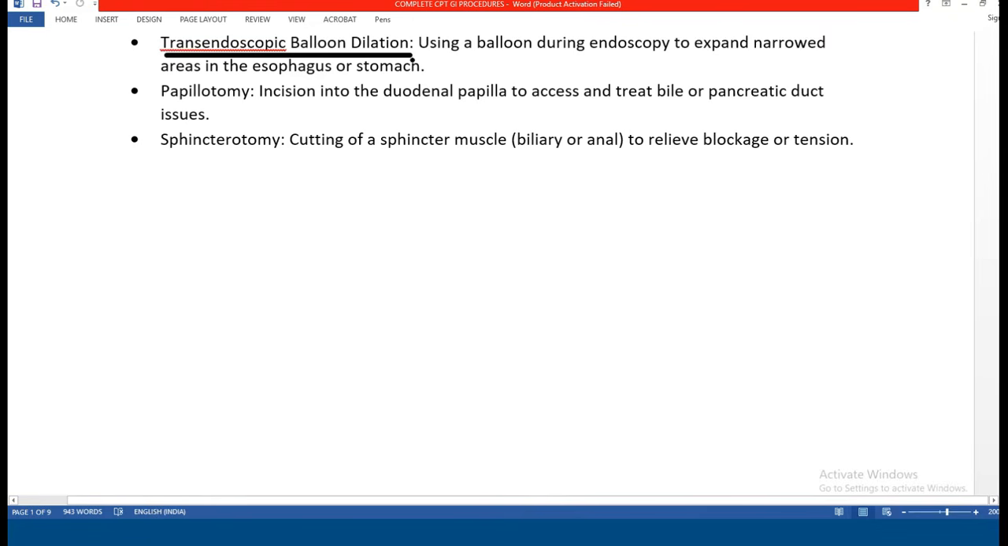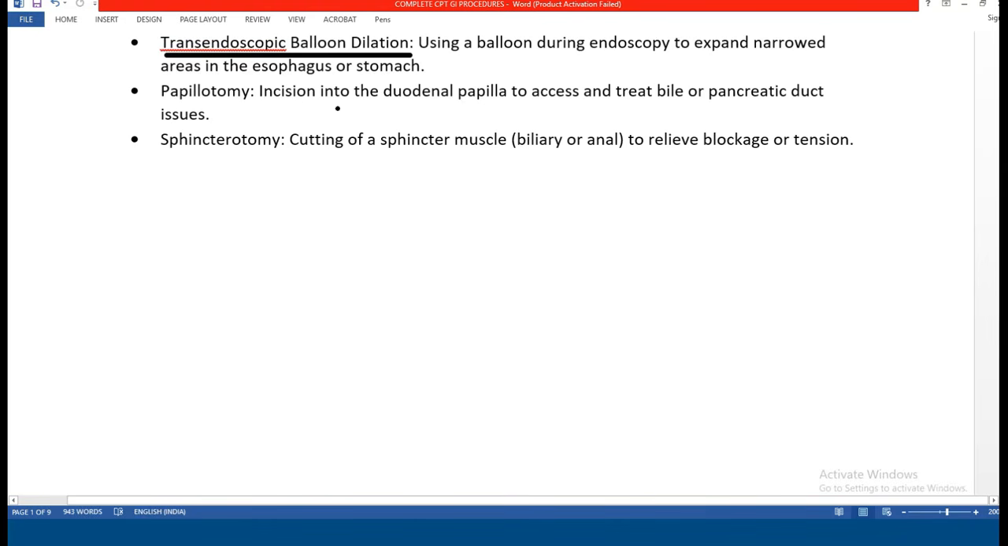So next one is transendoscopic balloon dilation. Transendoscopic means through the endoscope, the patient will have the balloon inserted and the esophagus dilated. Using a balloon during endoscopy to expand narrowed areas in the esophagus or stomach.